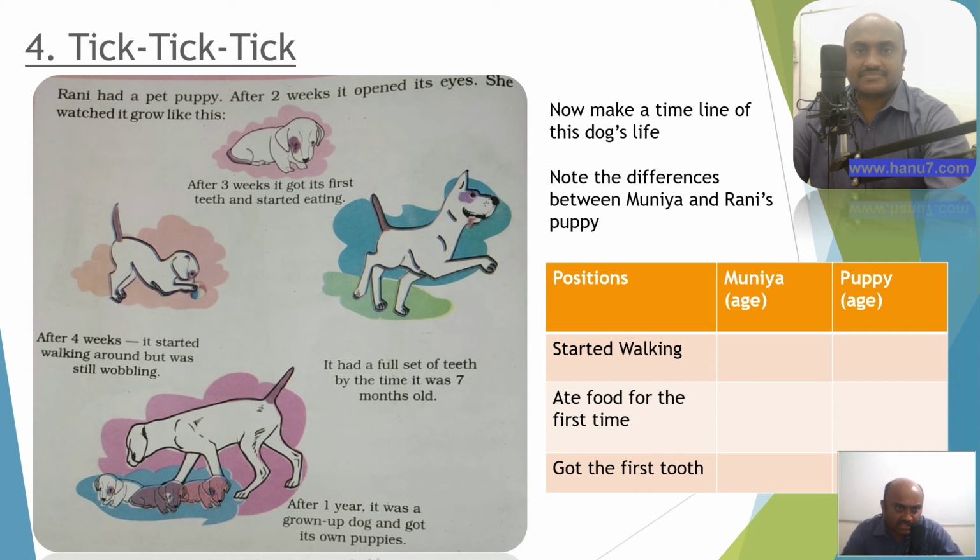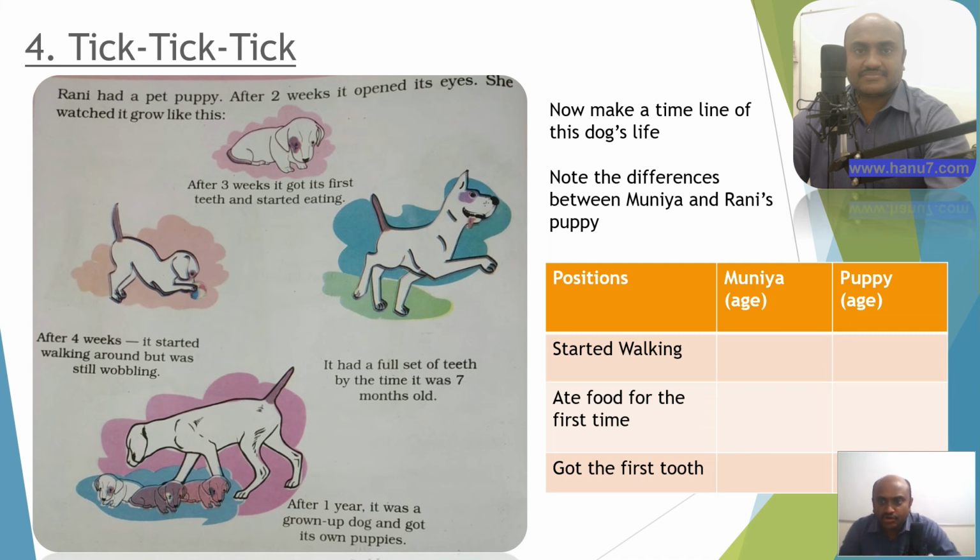She watched it grow like this. After 3 weeks, it got its first teeth and started eating. After 4 weeks, it started walking around but was still wobbling. It had a full set of teeth by the time it was 7 months old. After 1 year, it was a grown-up dog and got its own puppies.